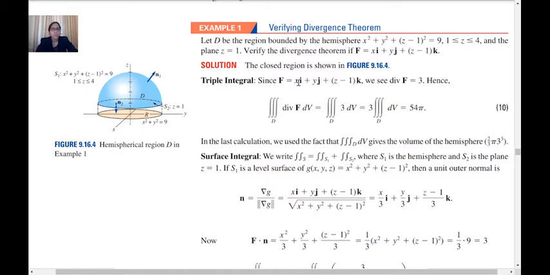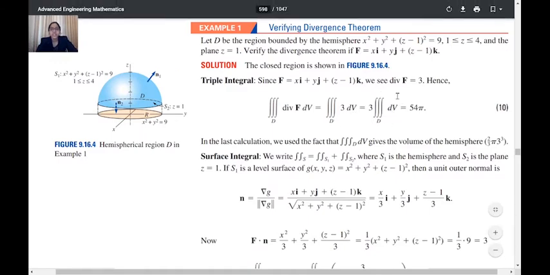So ∂P/∂x is 1 plus 1 plus 1, that is 3. So the divergence of F is 3. So this triple integral over D is nothing but the triple integral of 3 dV. Since 3 is constant, this integral is nothing but 3 times the volume of the hemisphere, right?